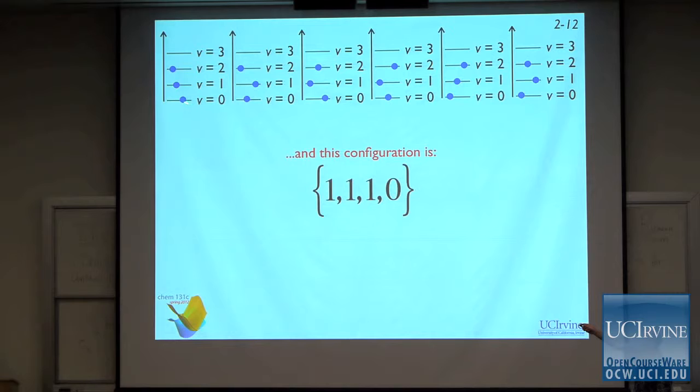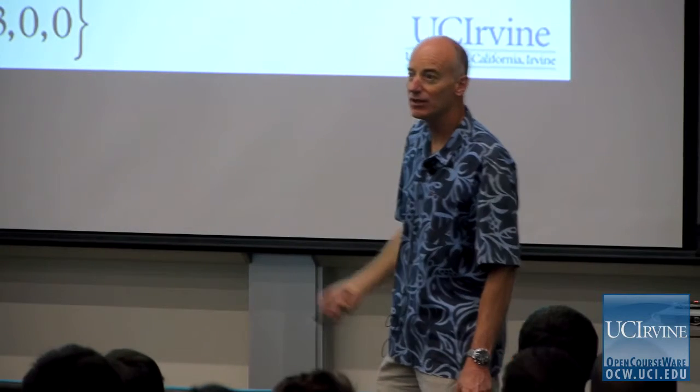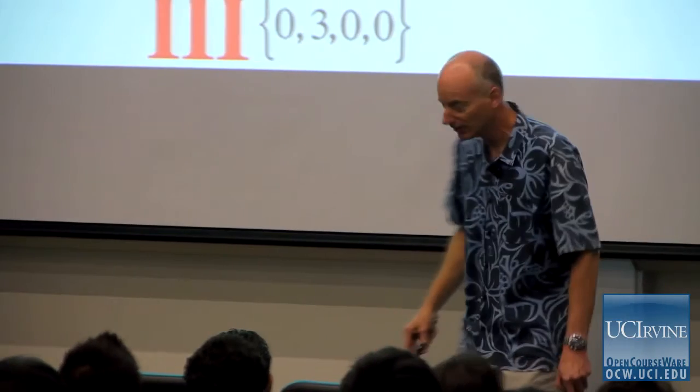And these, analogously, are 1, 1, 1, 0. And of course, there can be any number of zeros. This one is 0, 3, 0, 0. So we have a notation that we can use to identify these different configurations. That's all this is. There's no interesting science here.